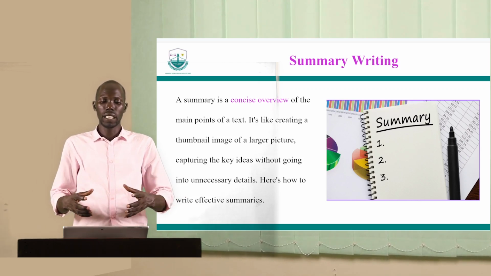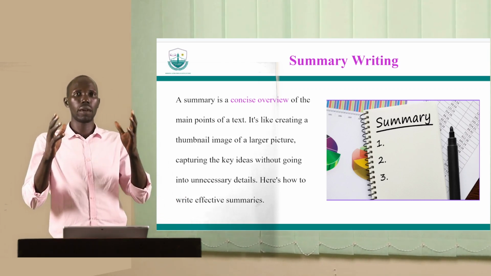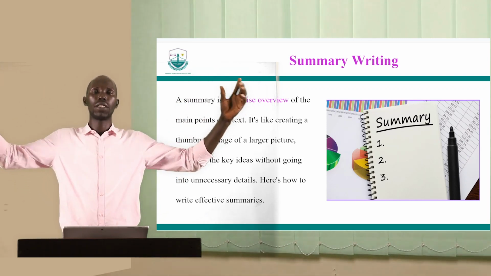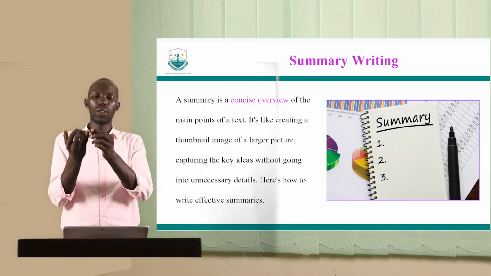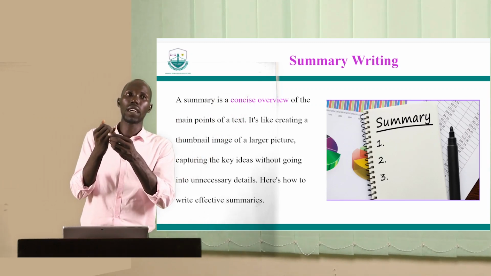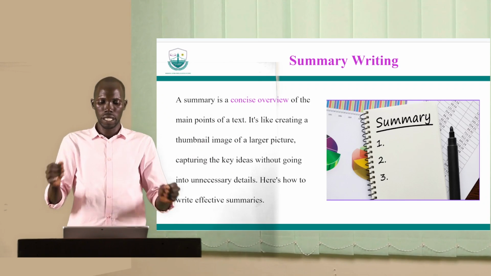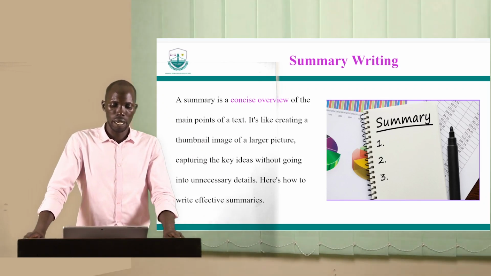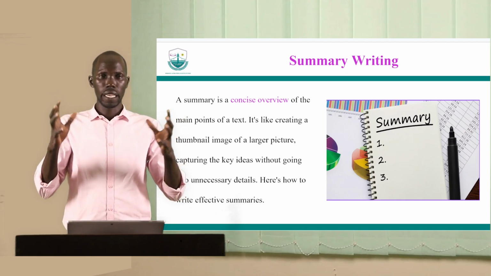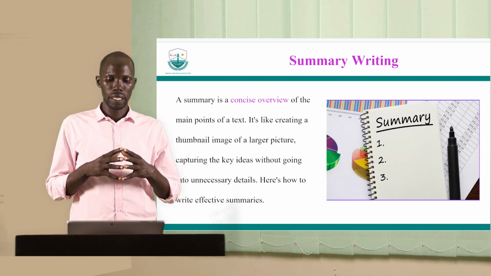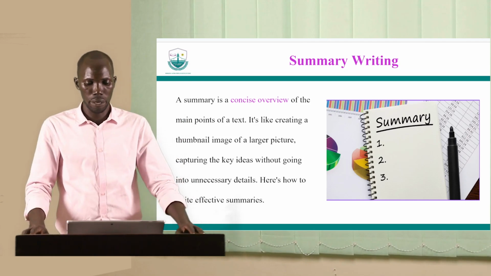It is like creating a thumbnail. You're creating a thumbnail of a bigger image. You want to reduce it to a smaller size. An image this size, if you want to reduce it to the size of possibly a finger, that reduction is termed as summary. But as we reduce this original text, there is something you should keep in mind.